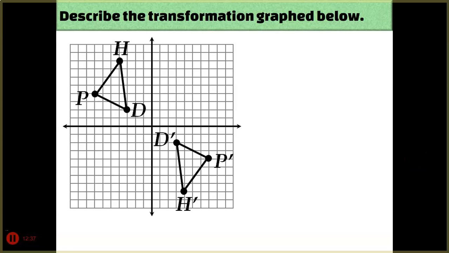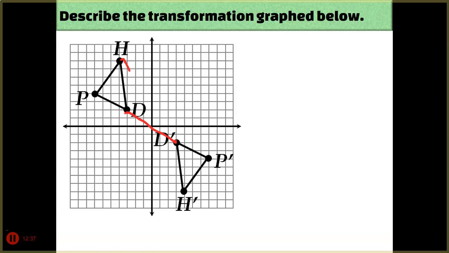It's similar because the orientation of the image and the pre-image are different from each other. P was on the left for the pre-image, but then P prime was on the right. H was on the top for the pre-image, but H prime is on the bottom for the image. And D was on the bottom for the pre-image, and D prime is on the top for the image. So we're in a different orientation for the pre-image and the image, so it might be a rotation or it might be a reflection. An easy way to figure out is to connect each of your corresponding vertices.